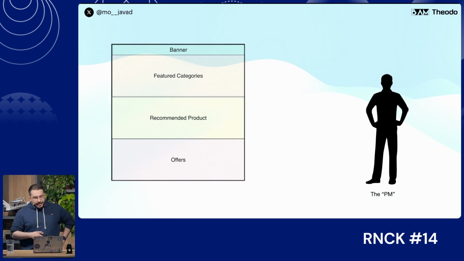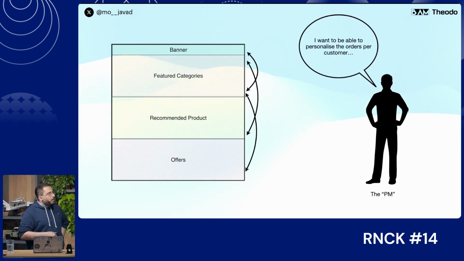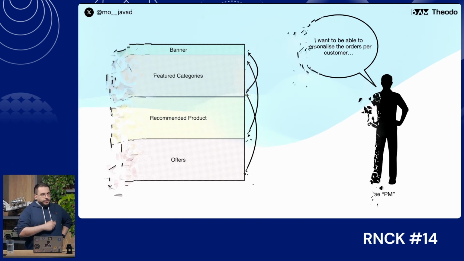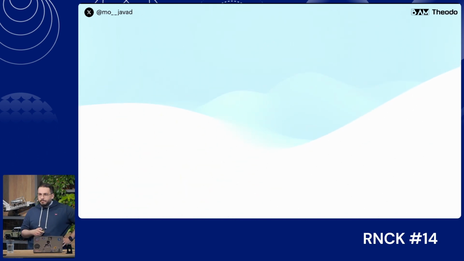Another week passes, and this lovely PM comes to you, and this time it's a little bit more complicated. They say, I want to be able to personalize the orders for every single customer, so basically it may be that all of these are going to be moved all around for every single per customer view, effectively. And so that's where your house of cards starts to fall apart.